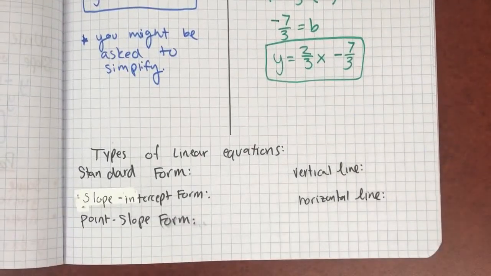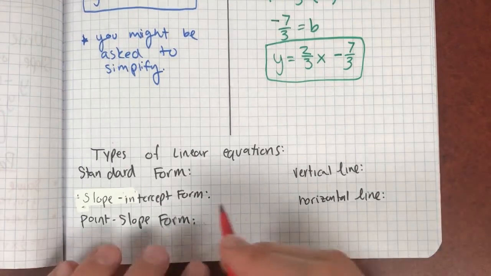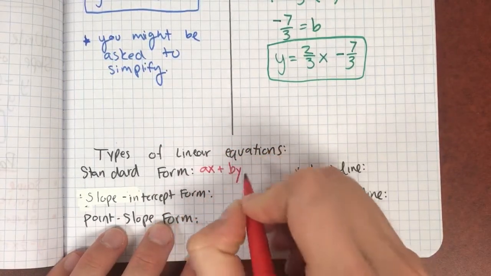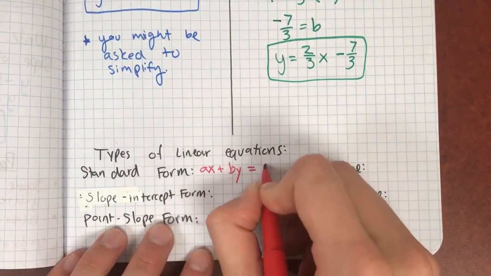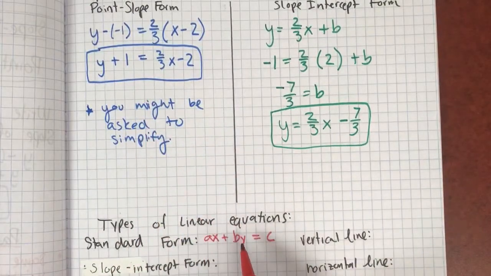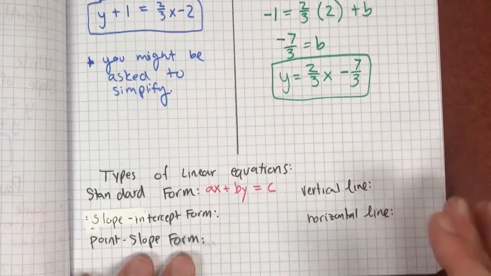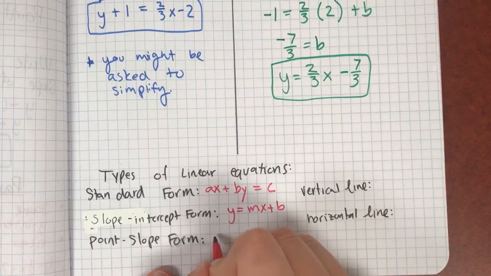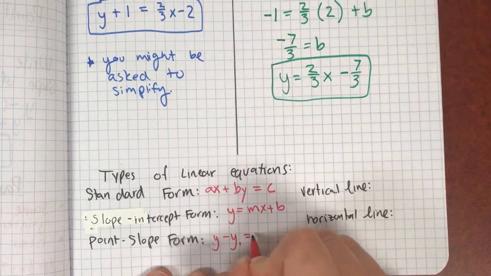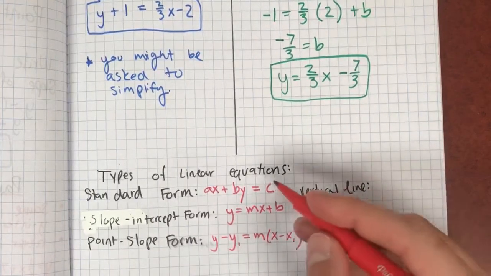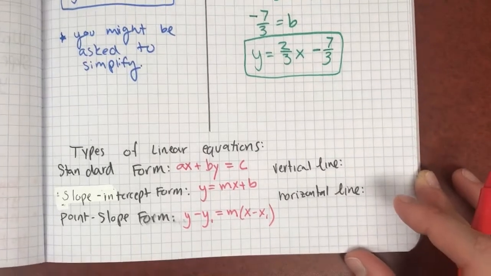All right, and then the last thing I want to talk about are just our types of equations. So standard form of a linear equation, and you'll see this a lot if you're dealing with systems of equations, is ax plus by equals c. Sometimes you might be asked to put a point-slope form into standard form. Okay, slope-intercept form, we talked about that, y equals mx plus b, and point-slope form, y minus y1 equals m times x minus x1. So these are all linear equations, it's just different ways of writing them.